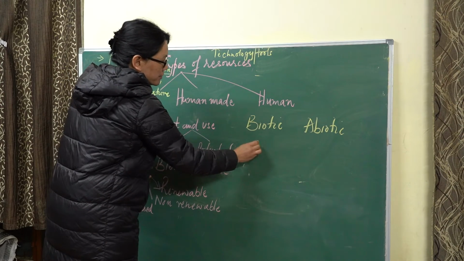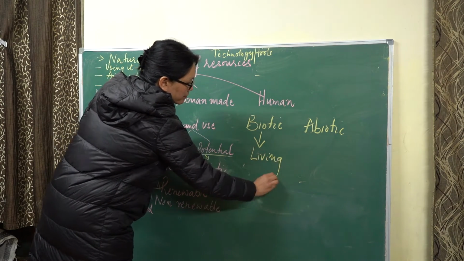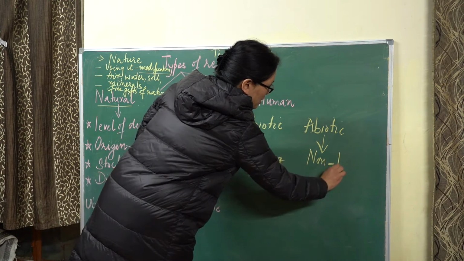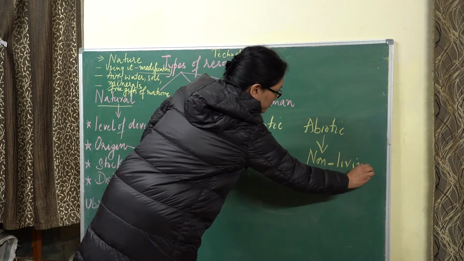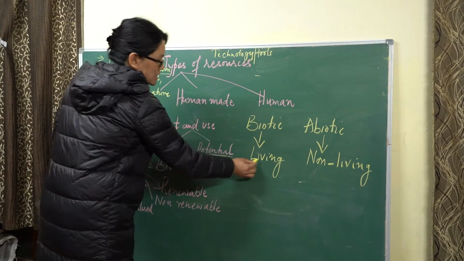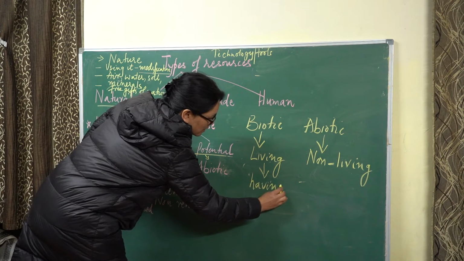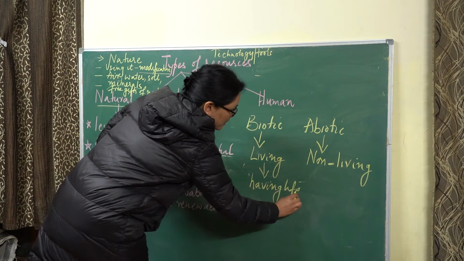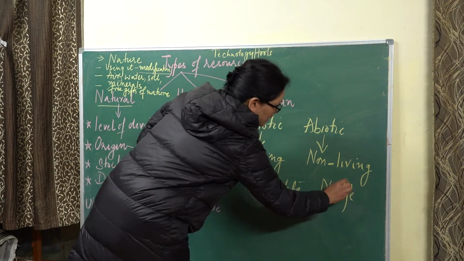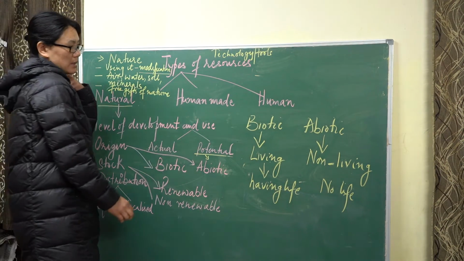Now biotic, it is living. Abiotic, it is non-living, right? So living means having life, and here no life. Now it's very simple. We can give examples here.